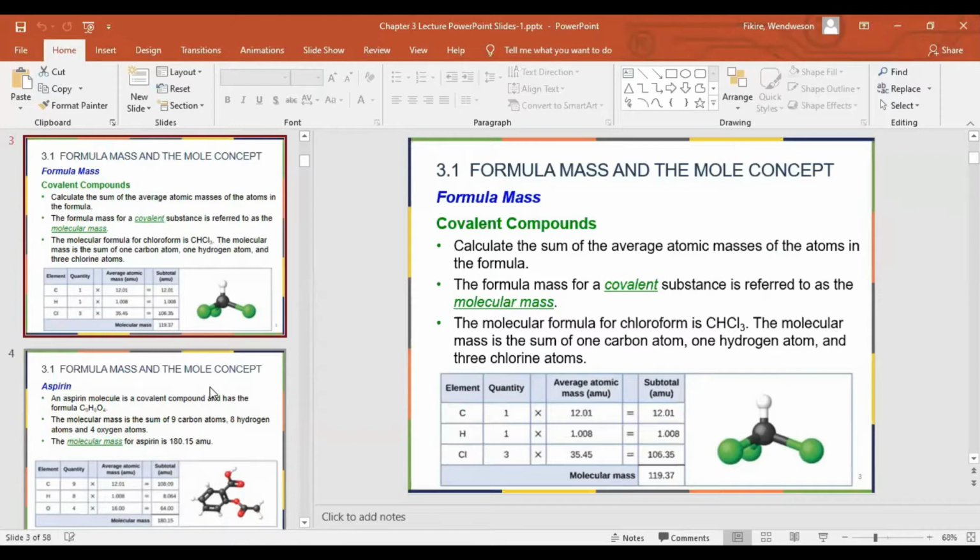Again, it's very important that you have a periodic table with you in order to follow the slides, the explanations, and the calculations. You must have a periodic table with you. Okay.